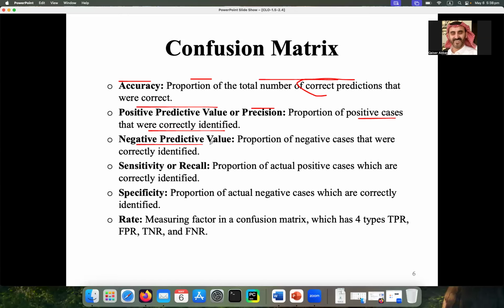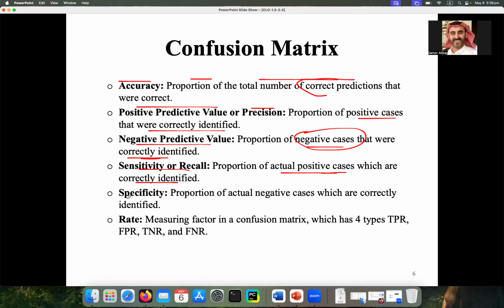Similarly, negative predictive value is the proportion of negative cases. So this negative cases means all negative cases, and what were correctly identified as negative. And then sensitivity or recall. Recall is what? Proportion of actual positive cases, which here means the cases which are actually available as positive in the data set, and your model also correctly identified them as positive. This is recall.